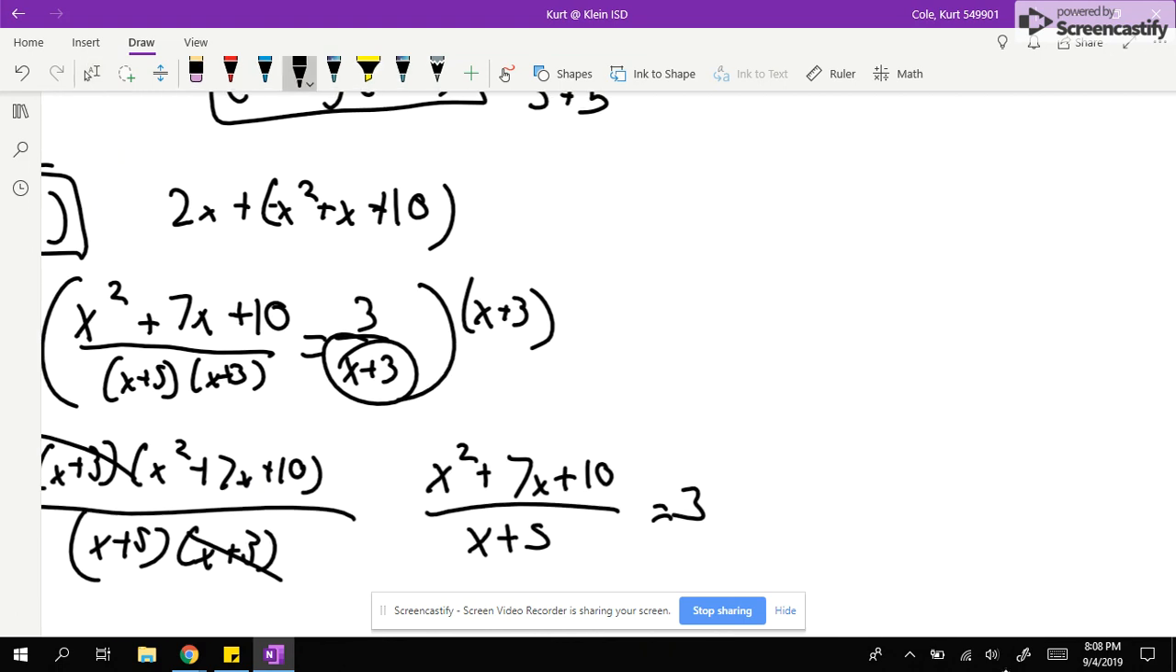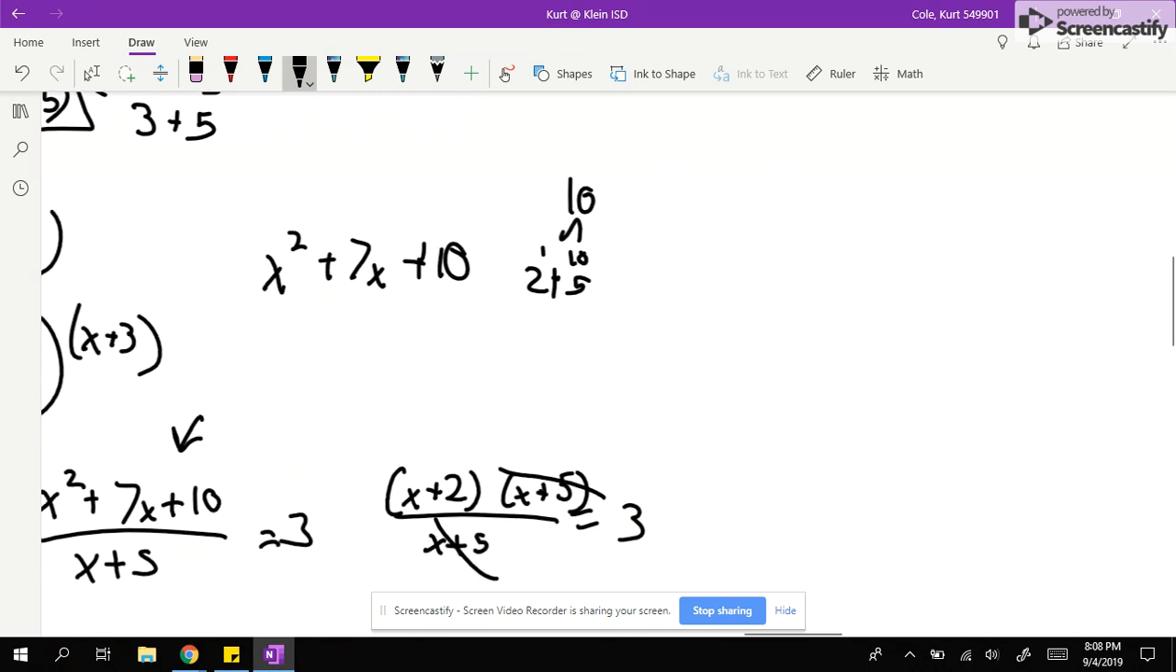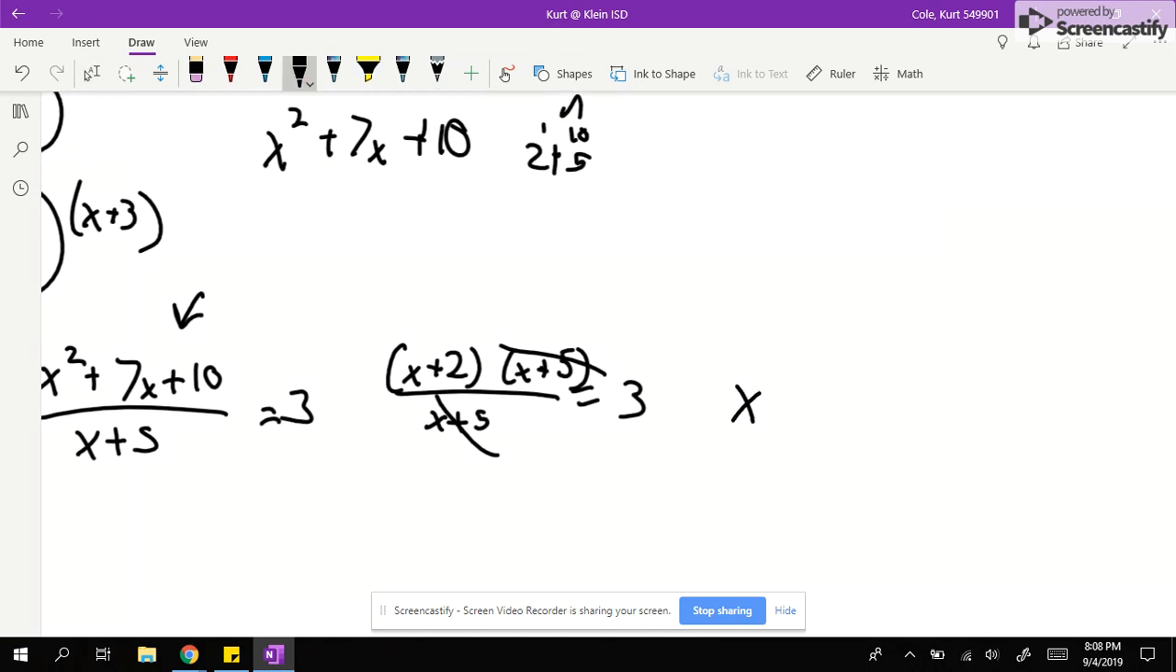Now I would consider factoring the top equation. So let's just do that real quick. X squared plus 7x plus 10. 10 has factors of 1 and 10, 2 and 5. 2 plus 5 equals 7. So x plus 2, x plus 5 over x plus 5 equals 3. These two cancel because they're the same thing. And now we're left with x plus 2 equals 3, minus 2, x equals 1.